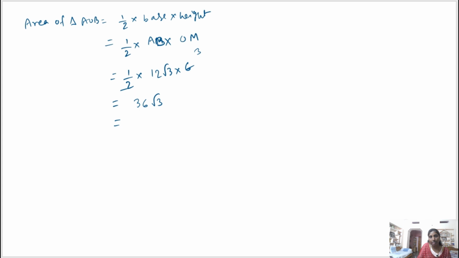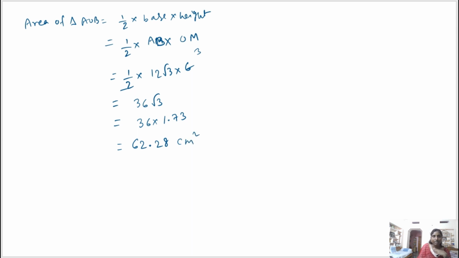What is the value? 36 into the value of root 3, which is 1.73. If you multiply 36 into 1.73, you will get 62.28. Since it is area, you have to write centimeter square.